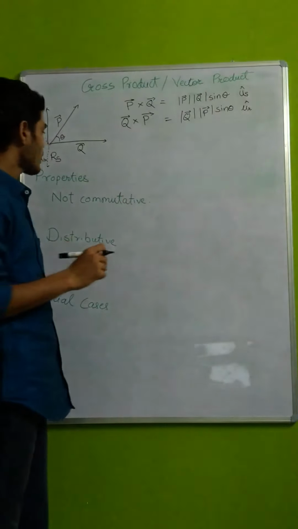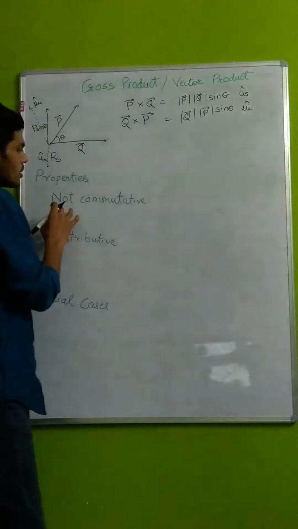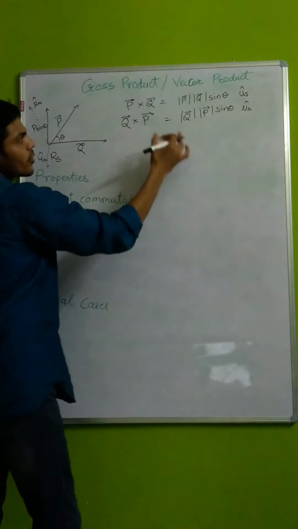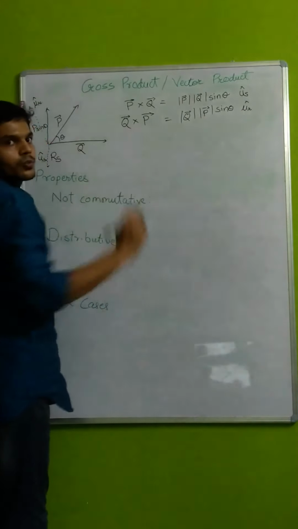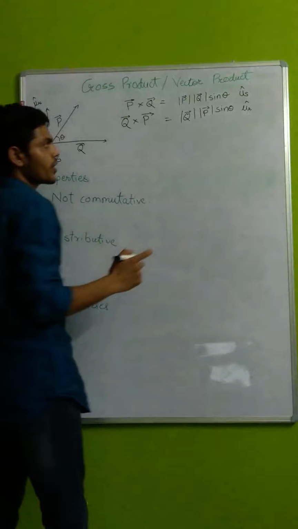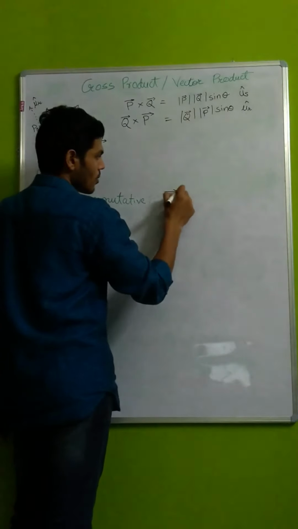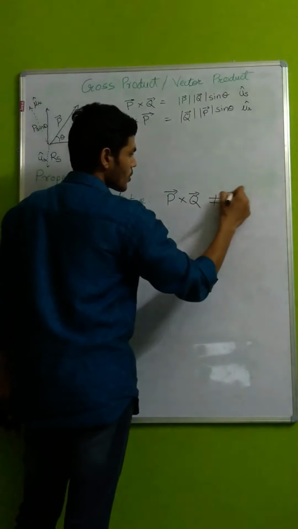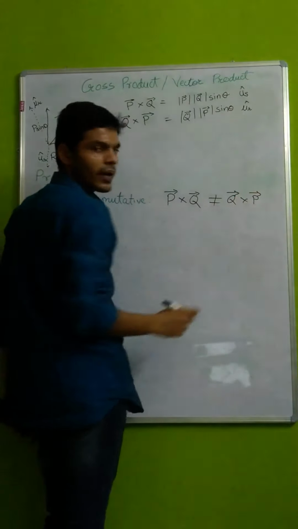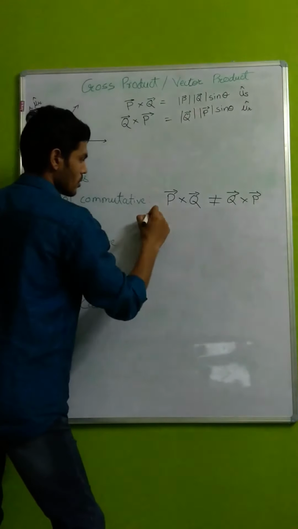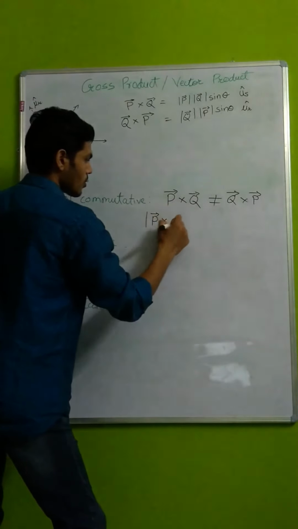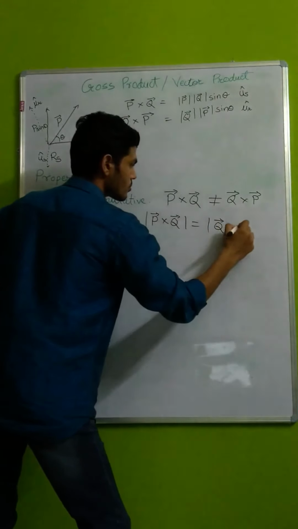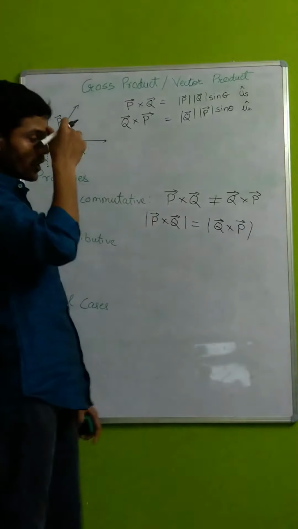Now we will look at properties of vector product. It is not commutative because we have seen P cross Q gives same magnitude but in opposite direction of Q cross P. So it is not commutative. We can write P cross Q is not equal to Q cross P, but magnitude is same. So magnitude of P cross Q is equal to magnitude of Q cross P. It is in opposite direction.